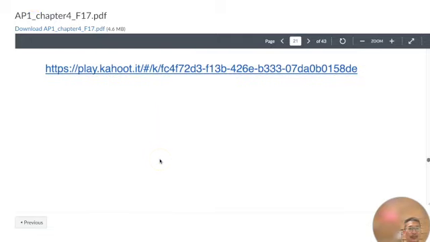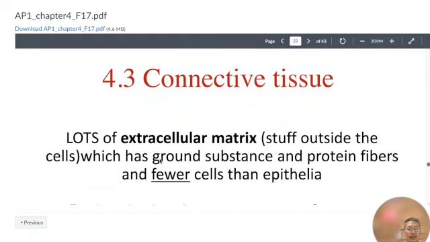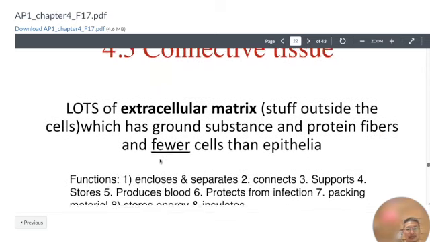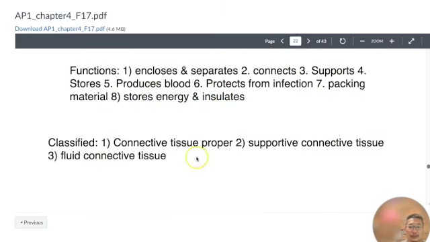Okay, now we're going to go into part 2 of our chapter 4. We're going to learn about connective tissue. Now, connective tissue, there's even more confusing things here in this chapter, in this section. Again, you can read all this function. Of course, connective tissue is to connect, support, store, produce blood, all these things. But it's classified into connective tissue proper, supportive connective tissue, and fluid connective tissue.